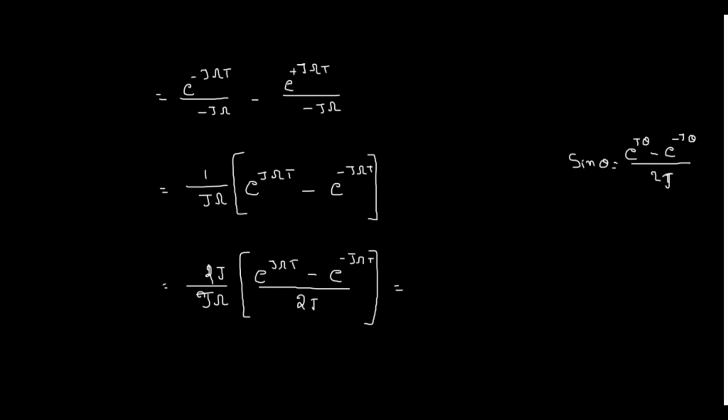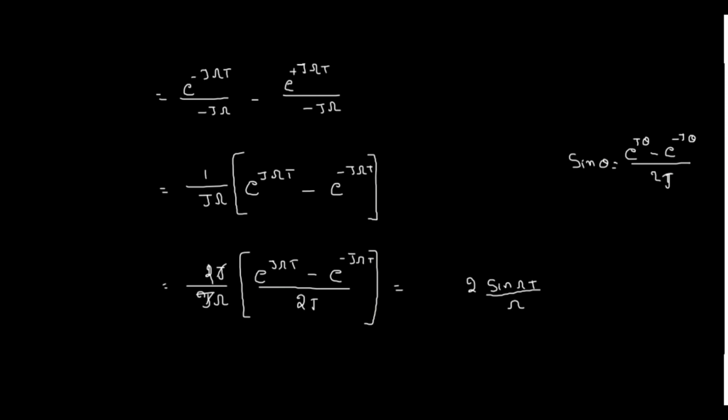Now this one we can write with this formula as sine omega T. Here omega cancels, j cancels. Then what is remaining? 2 by omega, sine omega T.